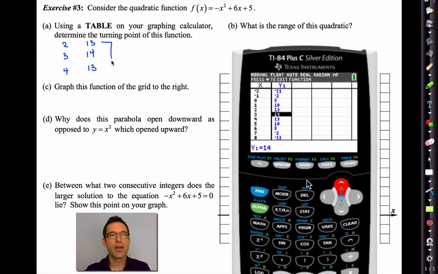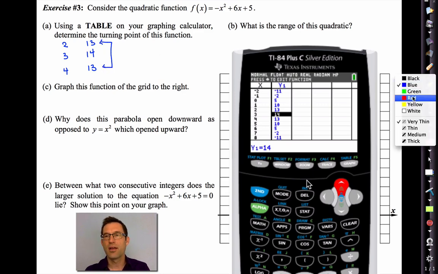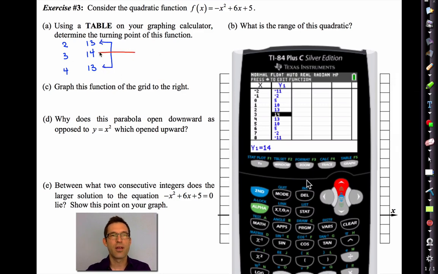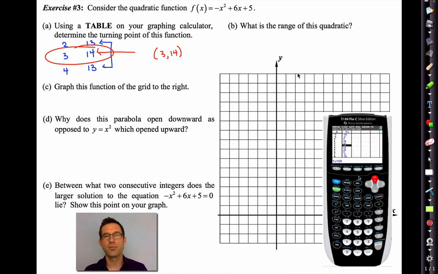So that's how you can spot the turning point in a table. So the turning point has coordinates of 3, 14. It's going to be somewhere out here. All right. Letter B. What is the range of this quadratic?